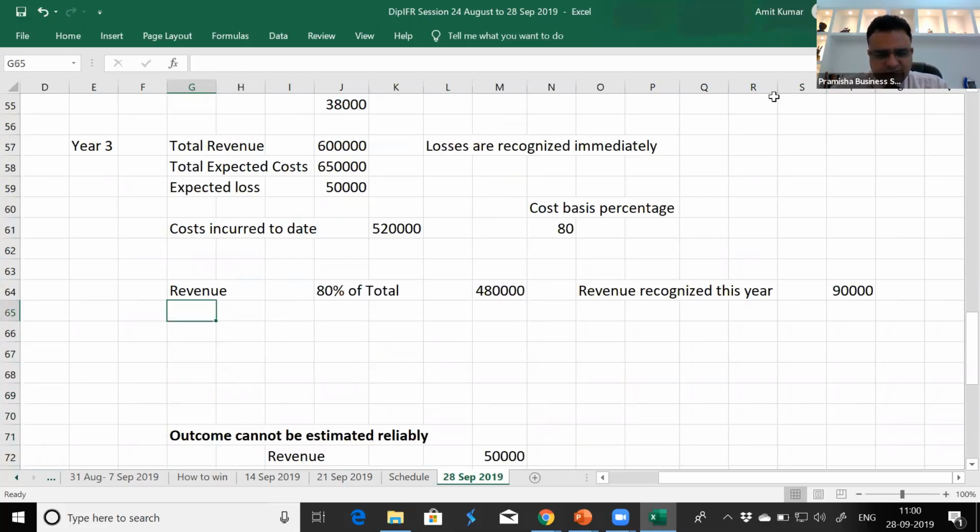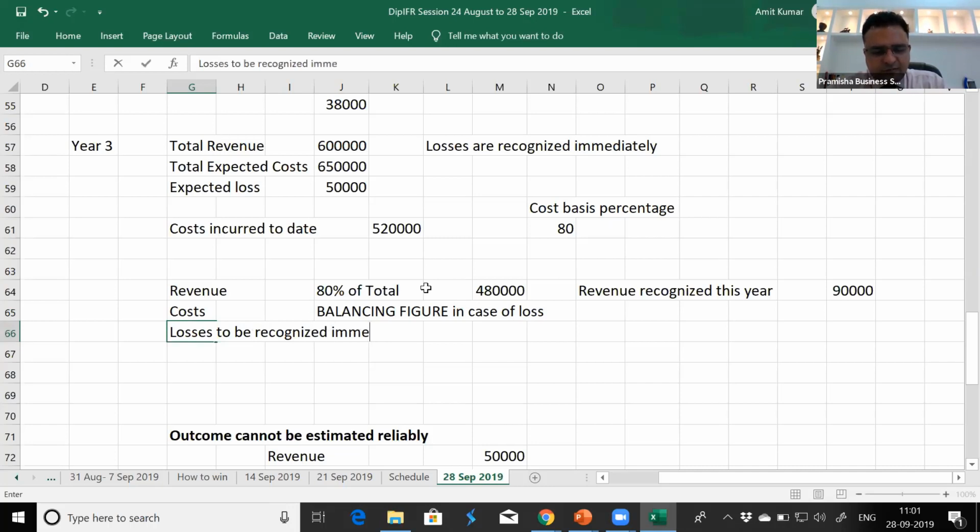As far as costs are concerned, now in case of a loss, cost will be the balancing figure. We cannot apply percentage to it. The reason being, we know the loss to be recognized immediately. The loss to be recognized immediately we know in advance. How much loss we need to recognize? We need to recognize a loss of 50,000.